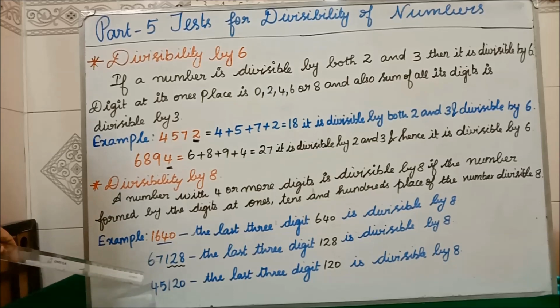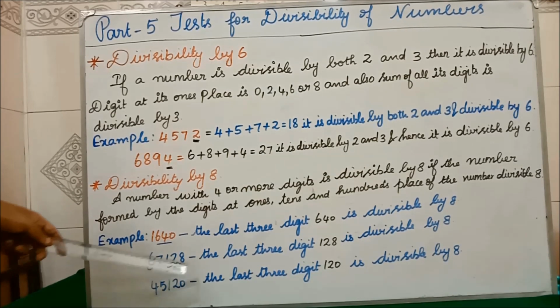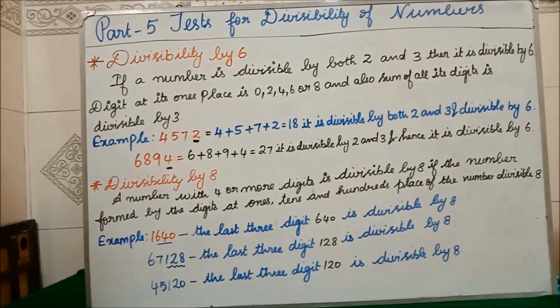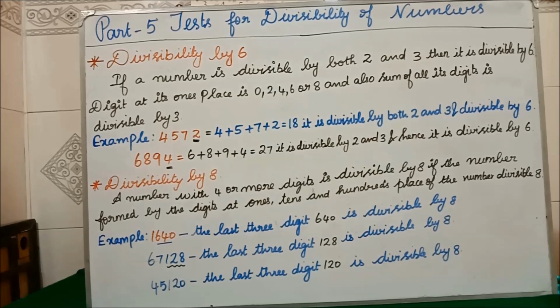Okay, then similarly 67,128. The last 3 digits are what? 128. If you see 128 is divisible by 8, it means it is divisible. So then 67,128 is again divisible by 8. Clear, children? For divisibility by 8, you have to see the last 3 digits. You have to check whether the last 3 digits are divisible by 8, which means then the full number is divisible by 8.